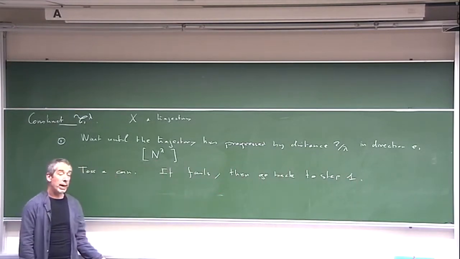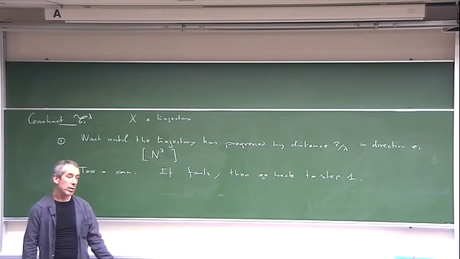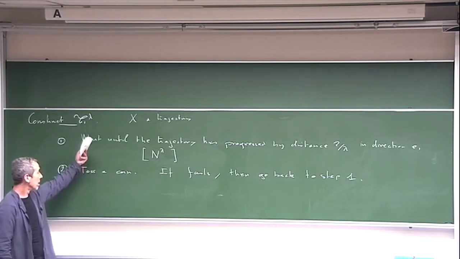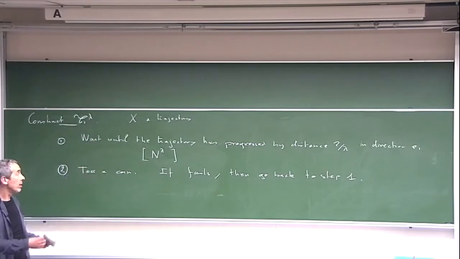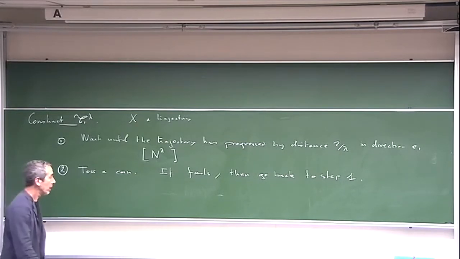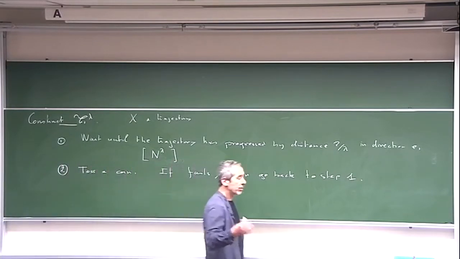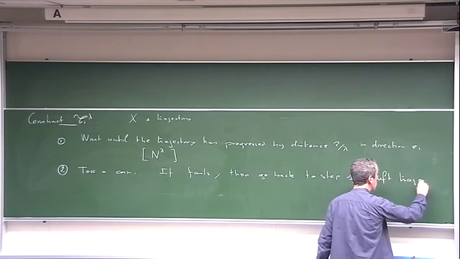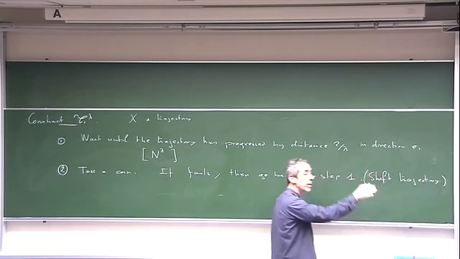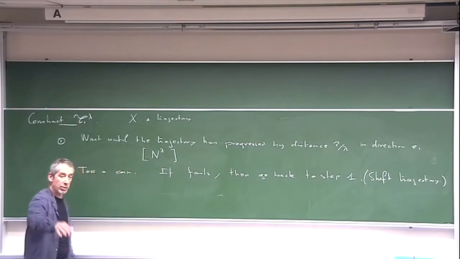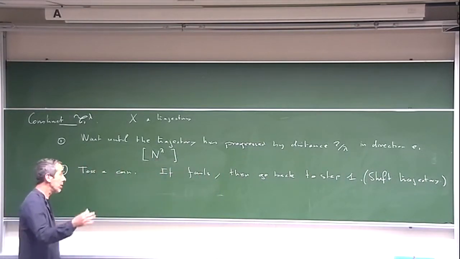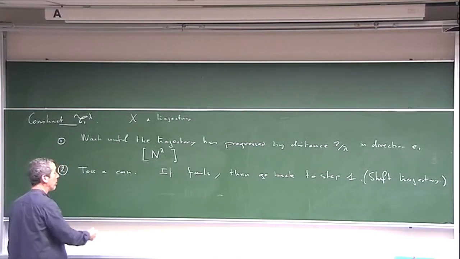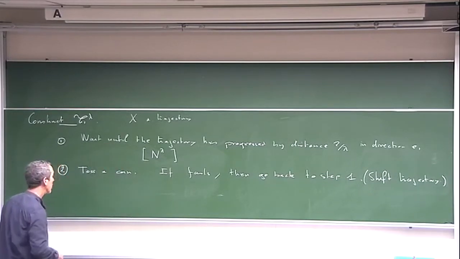When you go back to step 1, you ask the same question. You wait until the trajectory has progressed by distance 2 over lambda with respect to your new starting position. So you shift the trajectory. Each time we go back to a previous step, we shift the trajectory and start from the new starting position, which is where we are at the moment we go back in the algorithm.